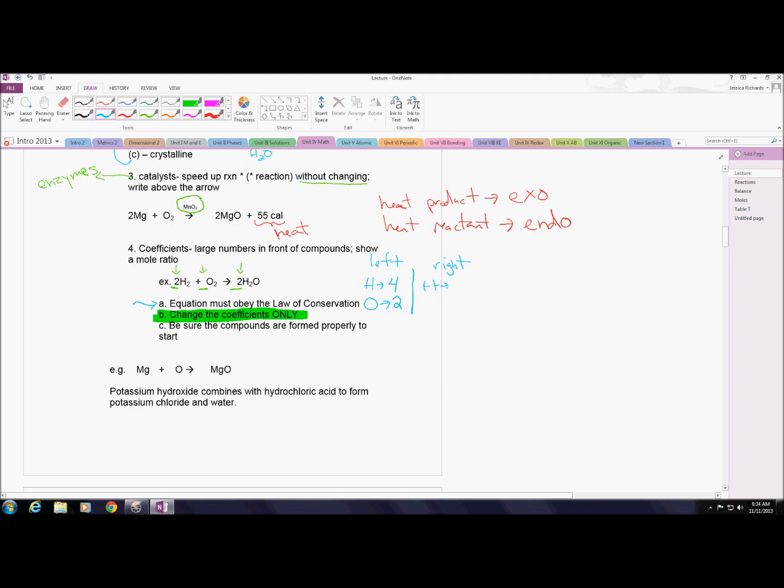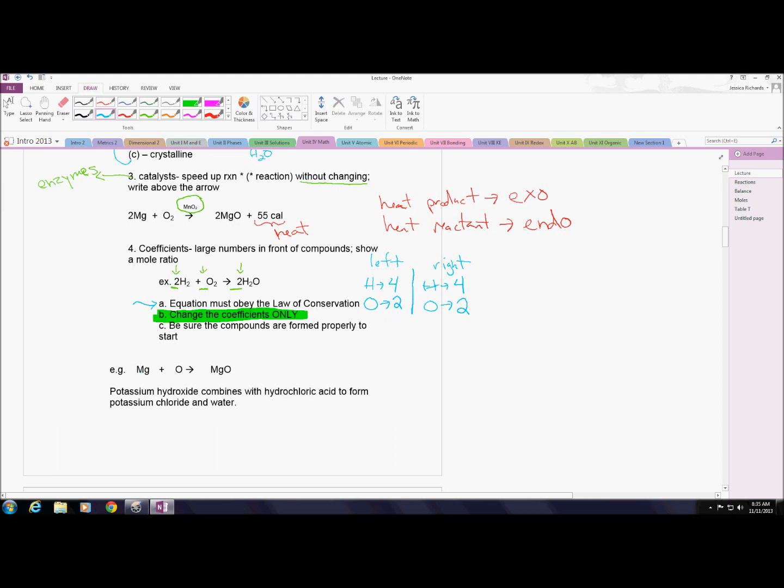Then on the right, I'm going to count the same pieces. 2 molecules of water gives me 2 times the 2 atoms in each molecule, so for a total of 4 hydrogen atoms. And then 2 times the 1 atom of oxygen in water gives me a total of 2 oxygen atoms. 4 atoms of hydrogen on the left, 4 on the right, 2 atoms of oxygen on the left, 2 on the right. These match. It obeys the law of conservation. This is a balanced equation.